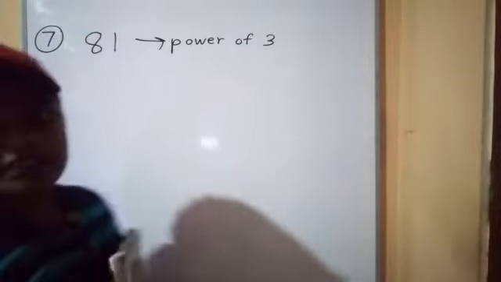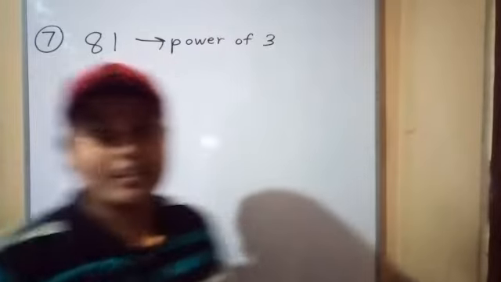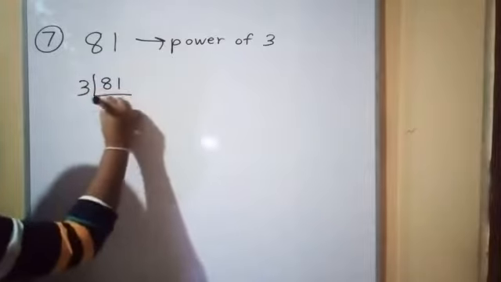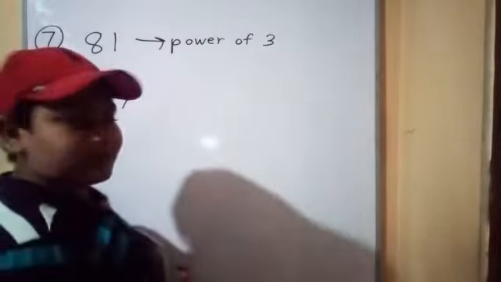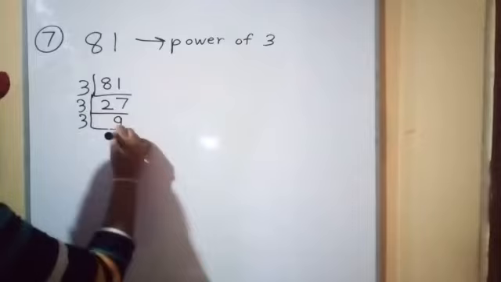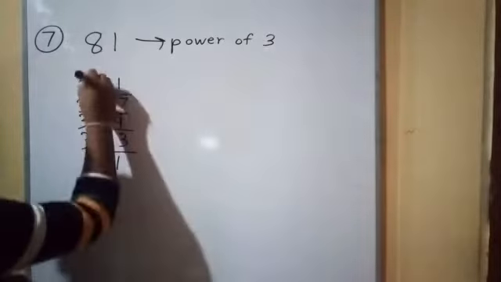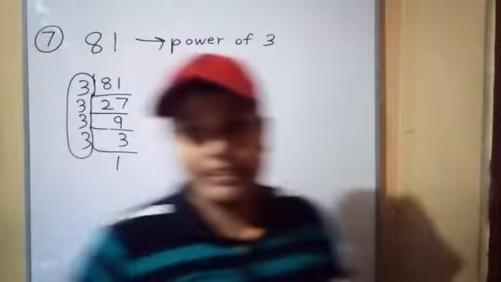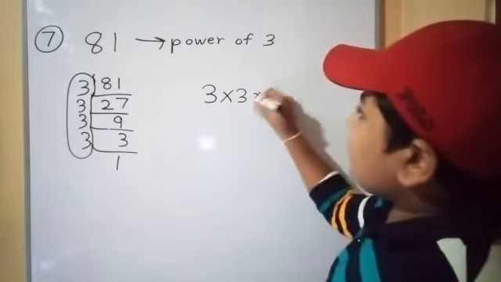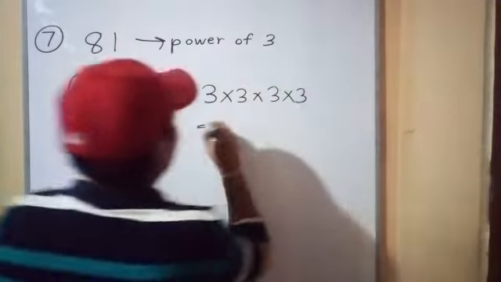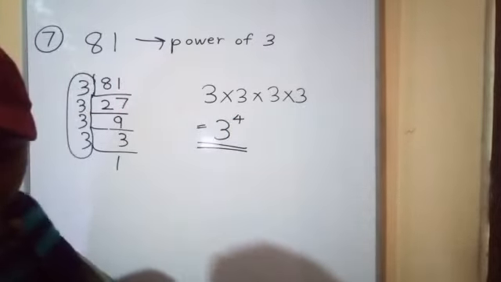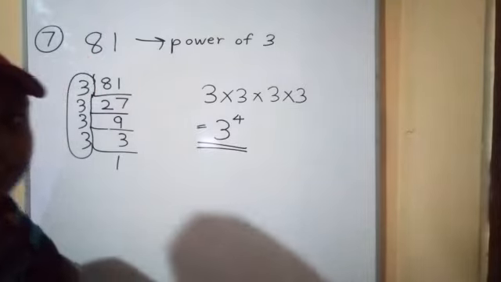Now you want to divide that by 3. Now 81 divided by 3 is 27, and 27 divided by 3 is 9. 9 divided by 3 is 3. Like this. Now these are the indices. Now 3 multiply 3 multiply 3 multiply 3. That means the power is 3 to the power 4. 3 to the power 4, that's the power of 81.